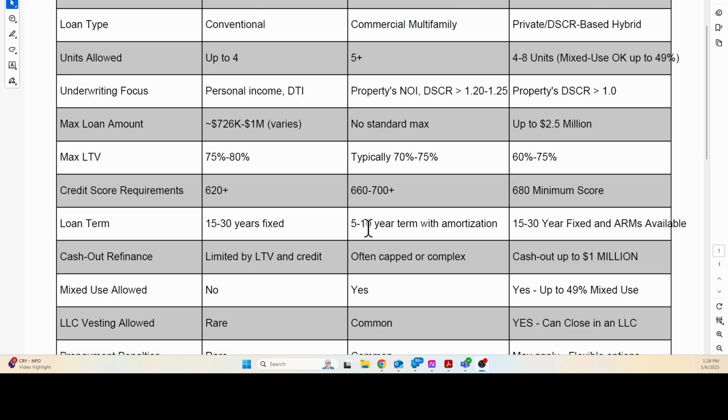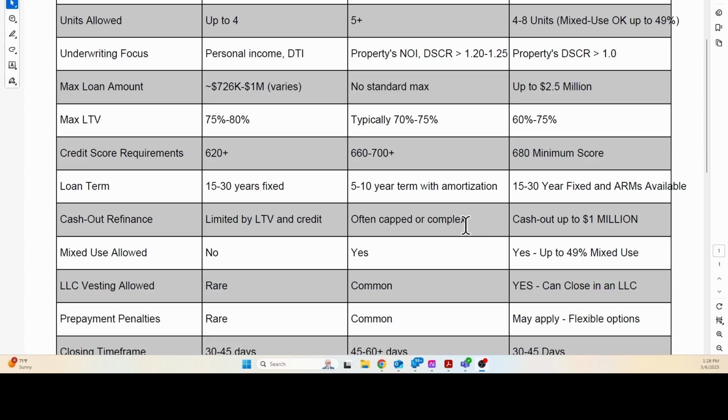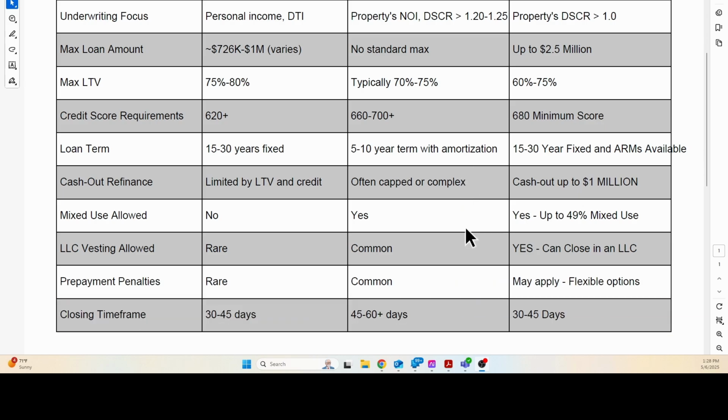Loan terms, you can go from 5 to 10 years and a whole mix of combinations between then. Cash out, well, you can do that, but there's some ramifications from that as well. You can have a mixed use property. This is where we're coming into play with mixed use and units over 4 units. Where the mixed use on the conventional, you can't do it. LLC, very common to close in your company's name. Prepayment penalties are common as well, and it usually takes about 45 days to 60 days to close.